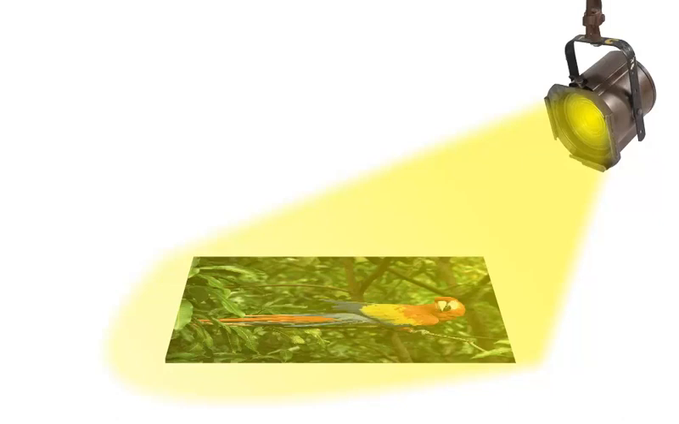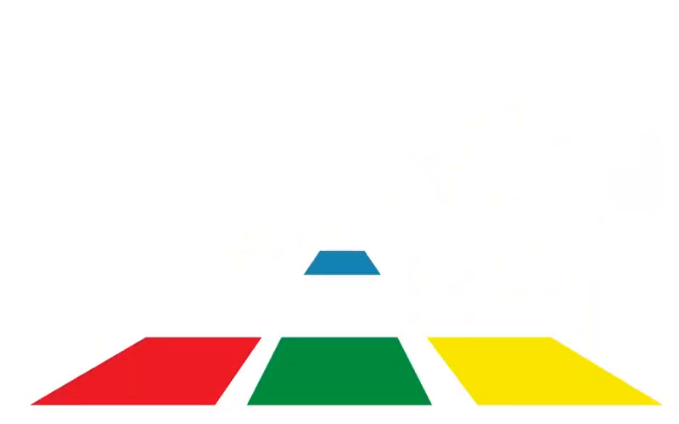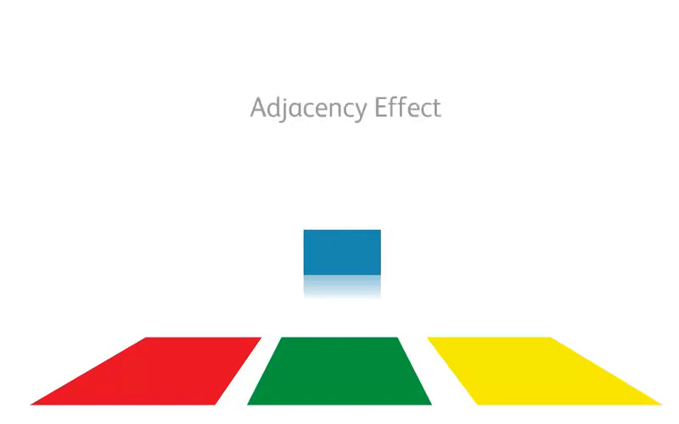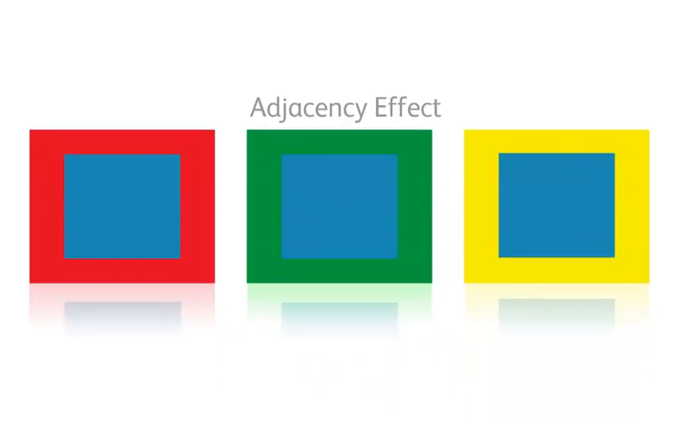If the final output is to be viewed under colored light, the colored light may drastically alter the appearance of the document and should therefore be considered in its design. Colors are also strongly influenced by their surroundings. We perceive a color differently depending on the background. This is called the adjacency effect. Note how different the blue center rectangles look against different background colors.